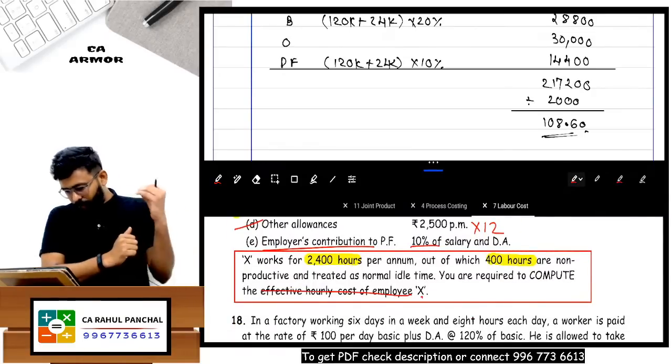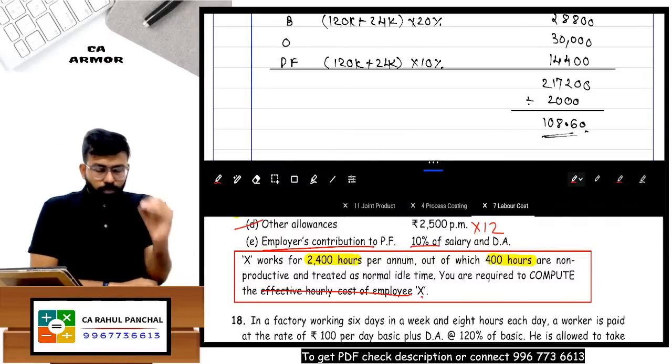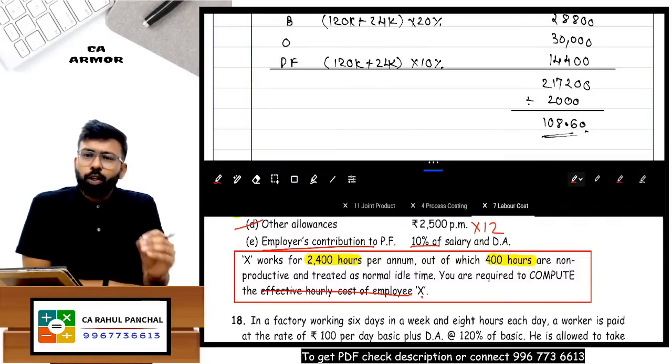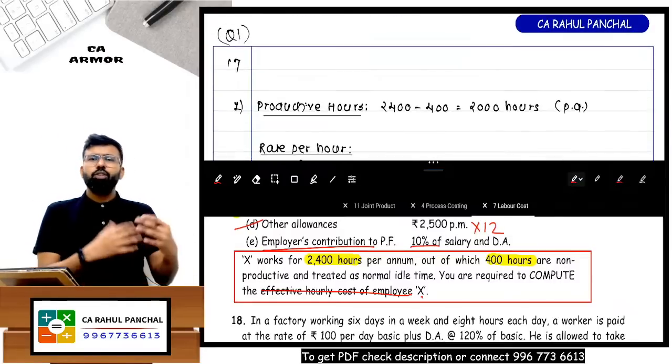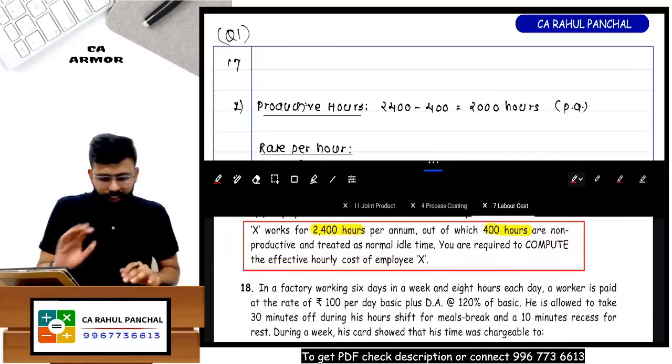Yeah, Shrikant, that is right, 21,720. Now, this is my answer, which is 108.60. Yeah, perfect. Which is your question number 17, which is easily done.